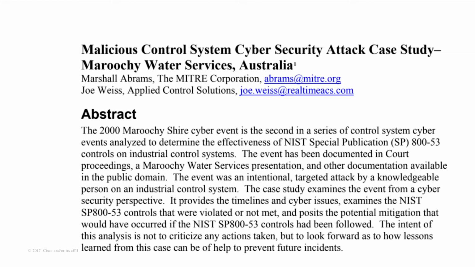6 years later, we have a very similar situation with Marucci Shire, in which you've got a contractor responsible for care and feeding of a sewage system environment. Person gets unhappy, comes in, messes with some things. Again, this is really about remote access control of contractors and even subcontractors of subcontractors, right?